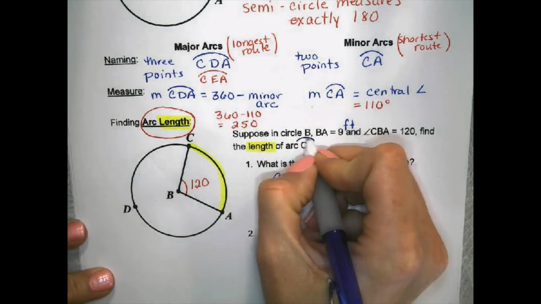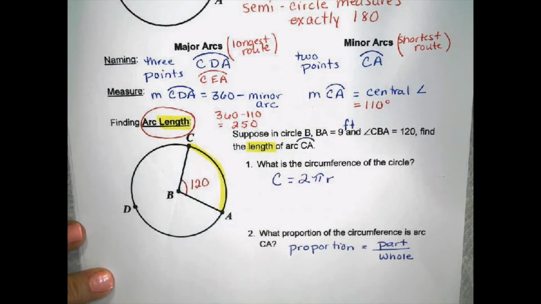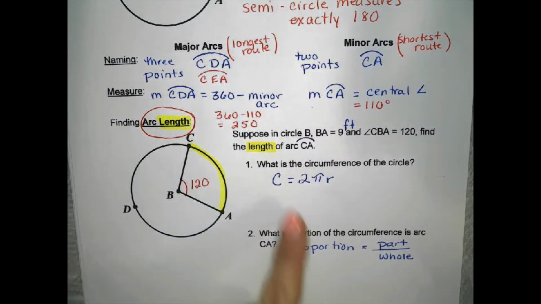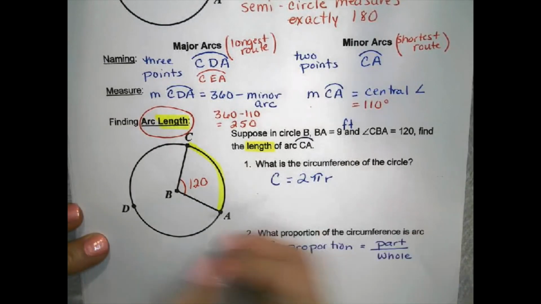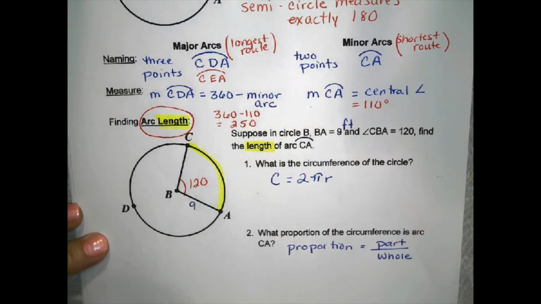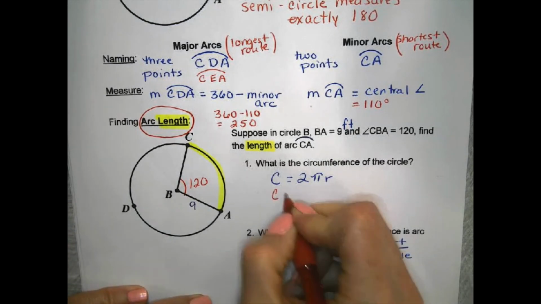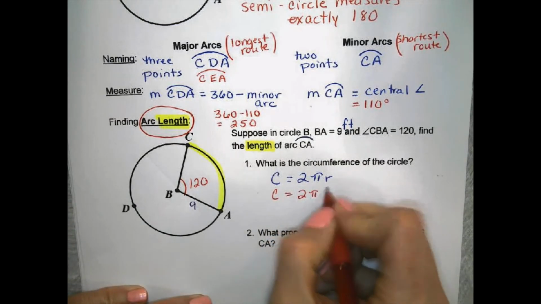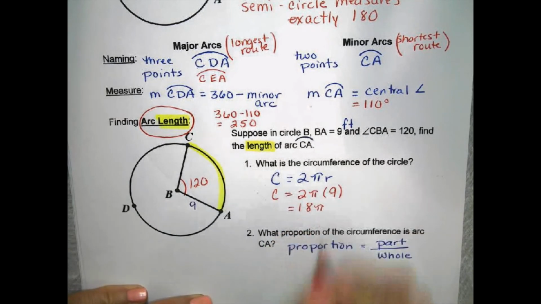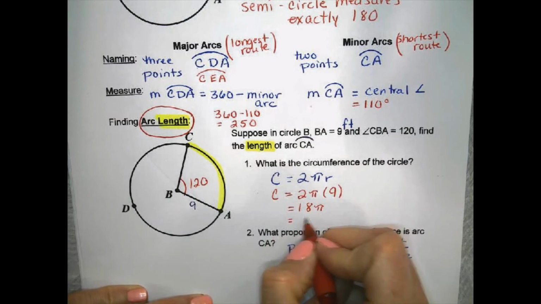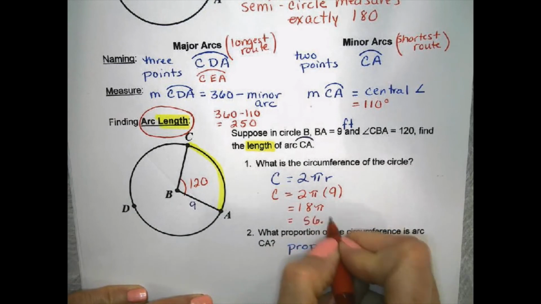So to find the circumference of a circle, I use the formula C equals 2 pi r, and in this case we've said that the radius BA is 9. So in order to calculate the circumference, I would say that C equals 2 times pi times 9, which equals 18 pi, and if you calculate that out, you'll get 56.5 feet. That's the circumference of my entire circle.